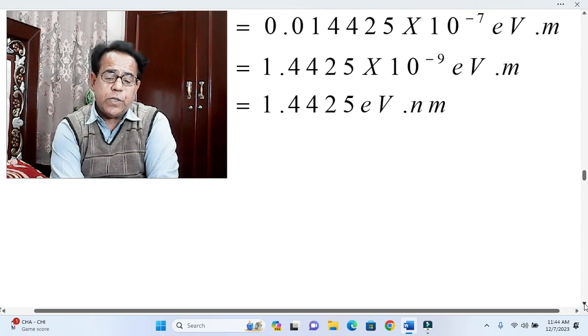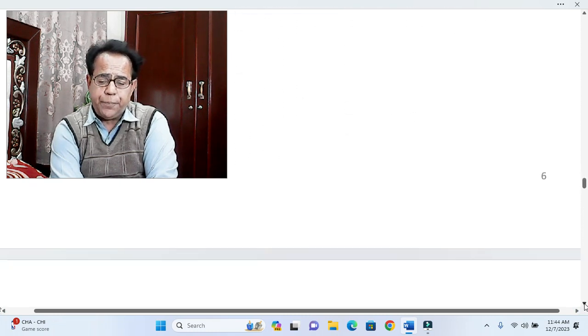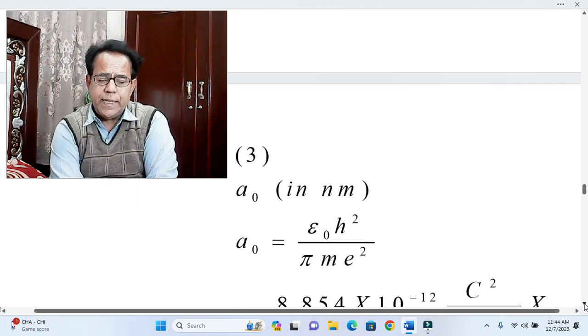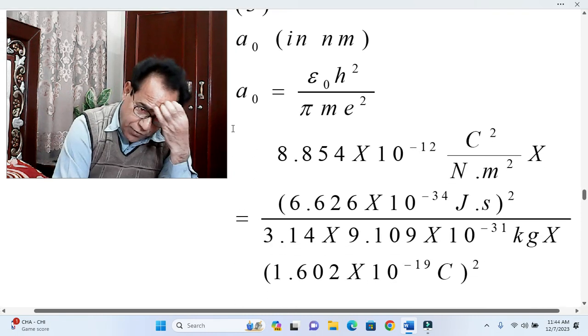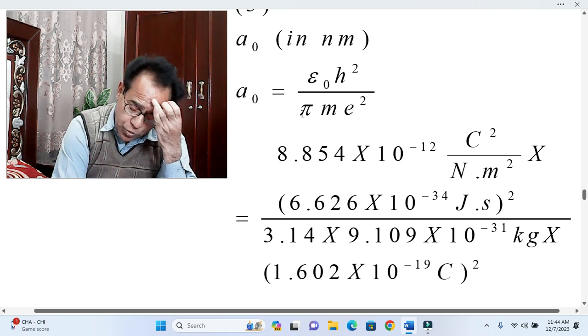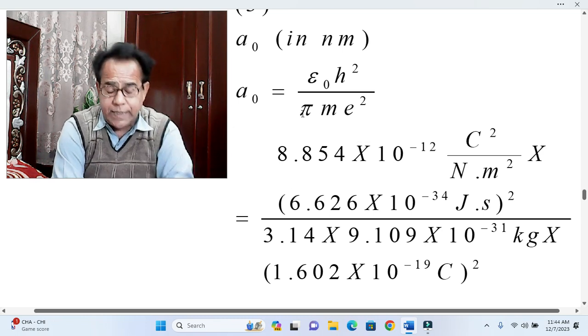Okay, now we come towards the next part: a naught, the Bohr radius, in nanometer. This is the formula for a naught, which was included in 2 or 3 snapshots.